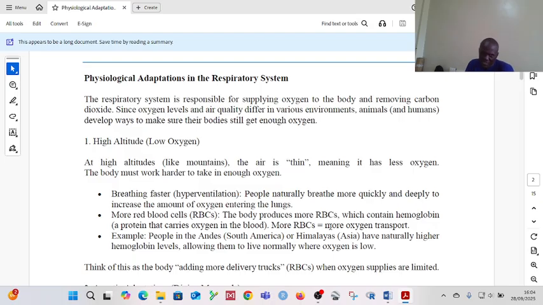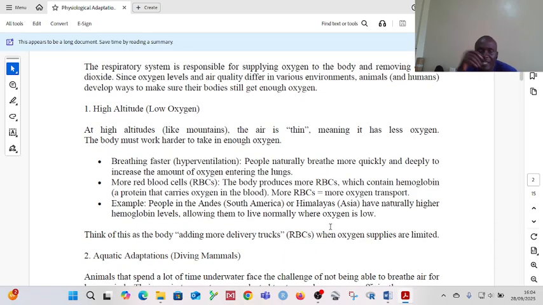So let's see what happens when an organism is at a high altitude. For example, an organism has gone up a mountain. In such places, at high altitudes, the air is said to be thin. That means that air has less oxygen.